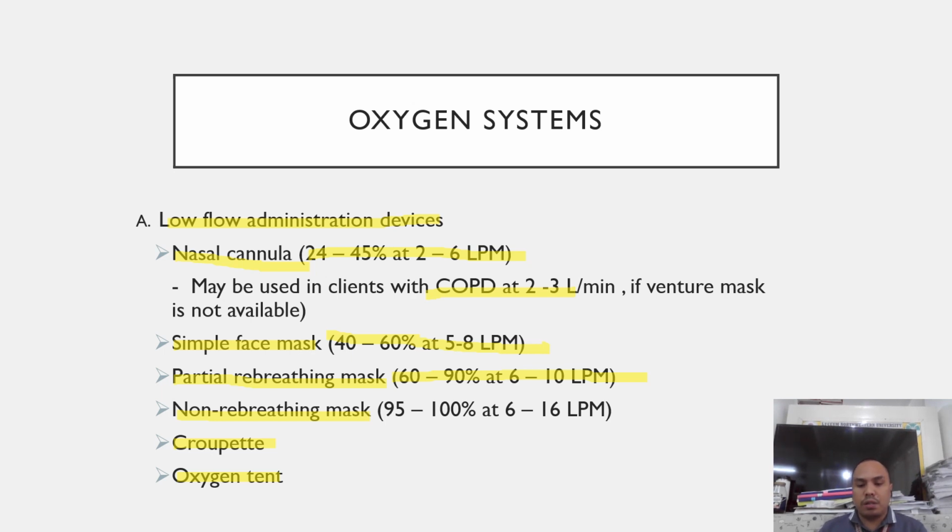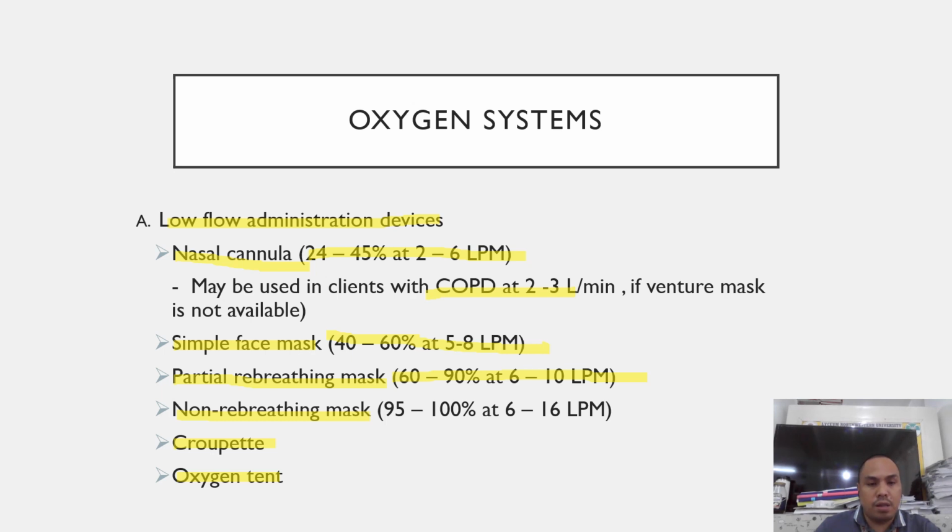So the non-rebreather mask delivers the highest oxygen, that is 95 to 100% at 6 to 60 liters per minute, by means other than intubation or mechanical ventilation. Okay, so one-way valves on the mask and between the reservoir bag and the mask prevent the room air and the client's exhaled air from entering the bag. So only the oxygen in the bag is inspired.